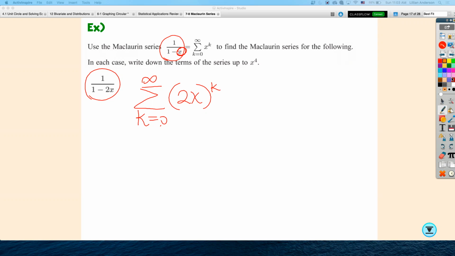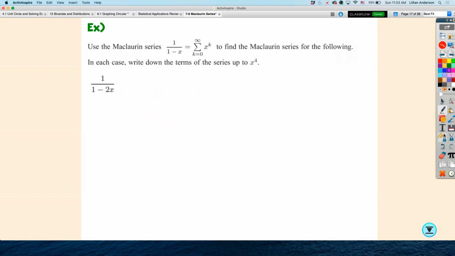And so what we were able to recognize before in class is that here we can see that this function is essentially the same. The only difference is that the x was replaced with a 2x. So this is pretty much composite functions. So essentially what we need to do is replace the x with a 2x. So wherever we see an x in the Maclaurin series, we want to replace it with the 2x.